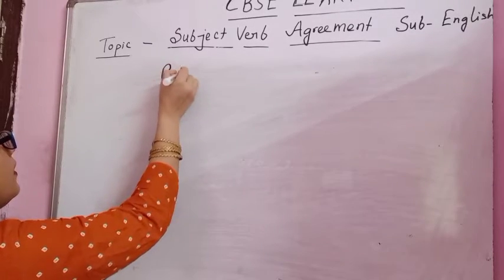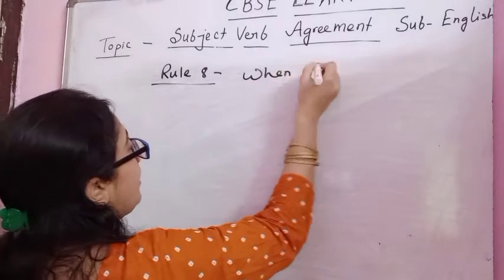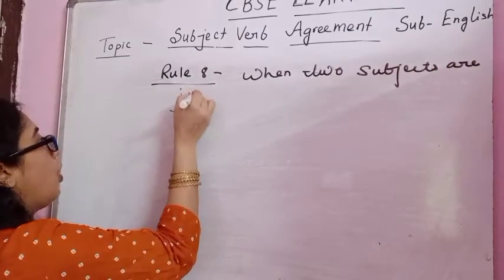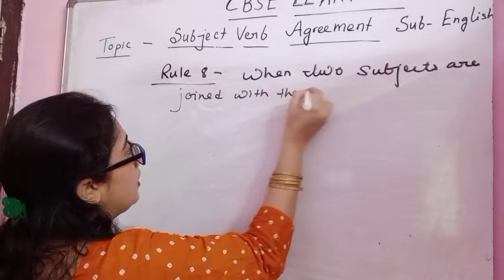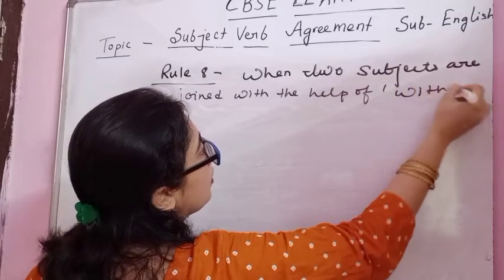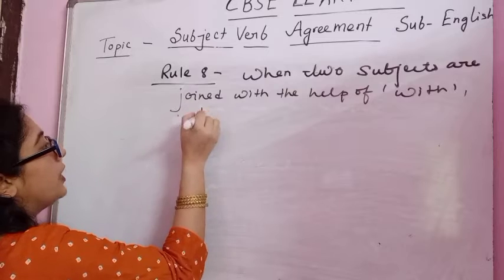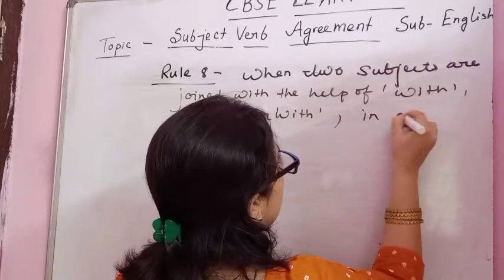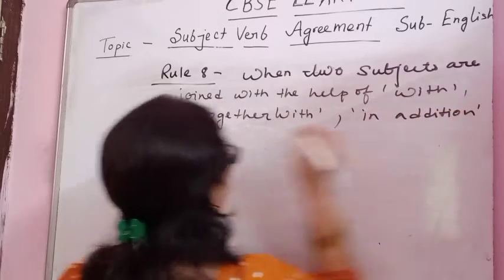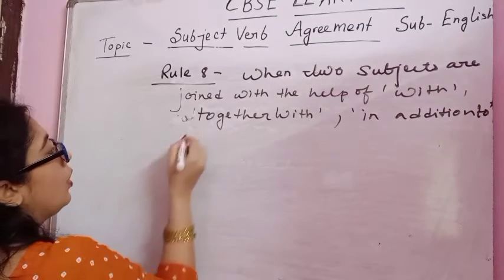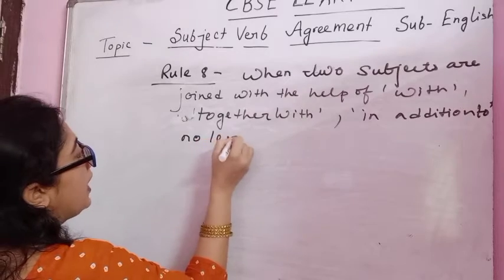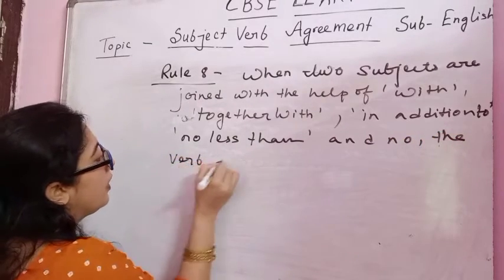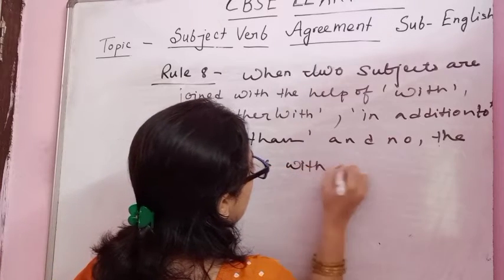Rule 8. When two subjects are joined with the help of "together with," "in addition to," "no less than," and "no," the verb agrees with the first subject.